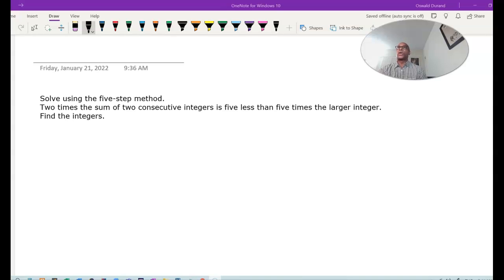All right, so here we have to solve using the 5-step method. 2 times the sum of the consecutive integers less than 5 is 5 less than 5 times a larger integer. Okay. So let's start. We're gonna break down this problem in 2 parts. So we got 2 times the sum of 2 consecutive integers.